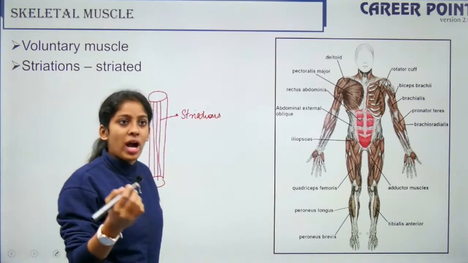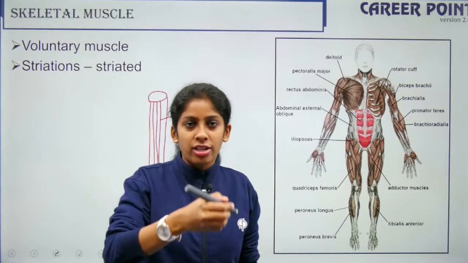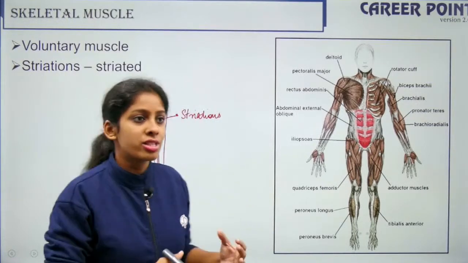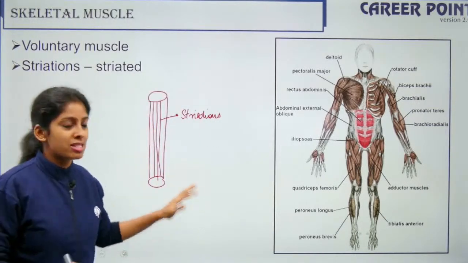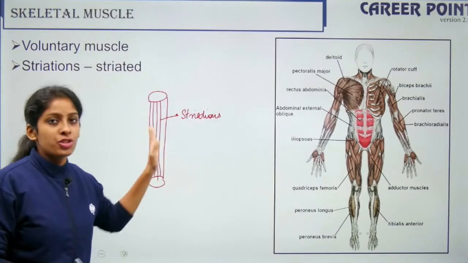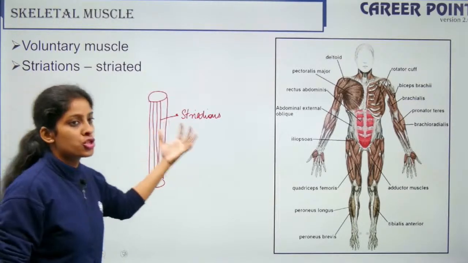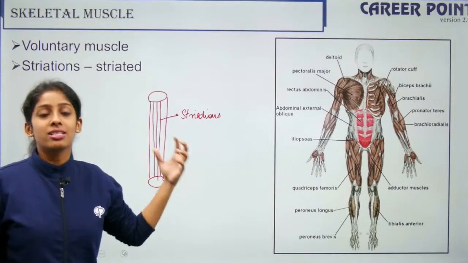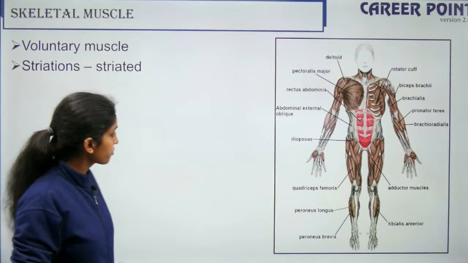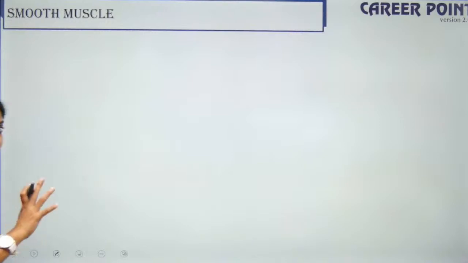So you can say you have checked dresses, right? You have checked shirts, you have checked kurtis. Similarly, the appearance of this muscle is like it has stripes. The stripes here are technically called striations. Thus, your skeletal muscle is striated. Fine? Okay. So with this, we are done with the skeletal muscle.